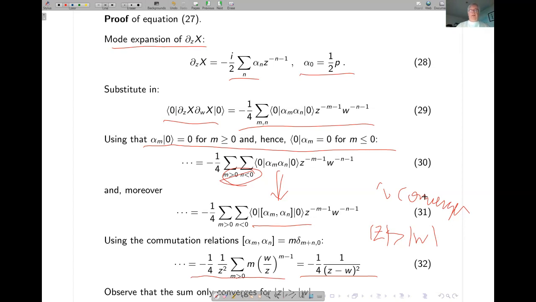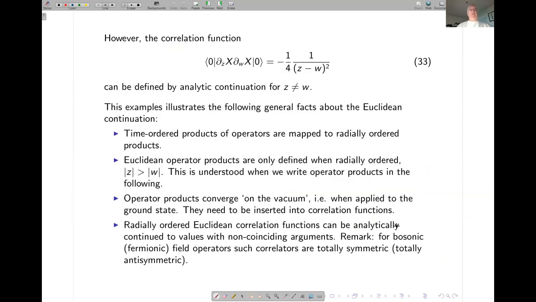Okay, it's not so nice, but you see this condition here, and if you look at the slides, you will find it. Okay, so the sum only converges if the arguments here are radially ordered. z must be further out than w. So this is our result.